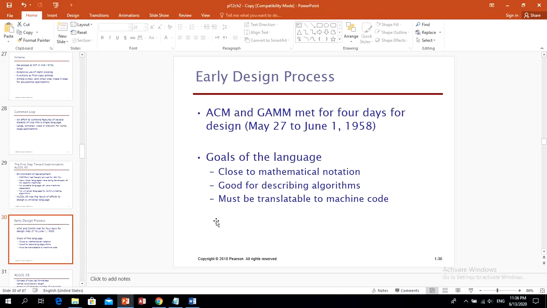As you can see, the meeting to design ALGOL 60 was held two years before its development, in 1958.